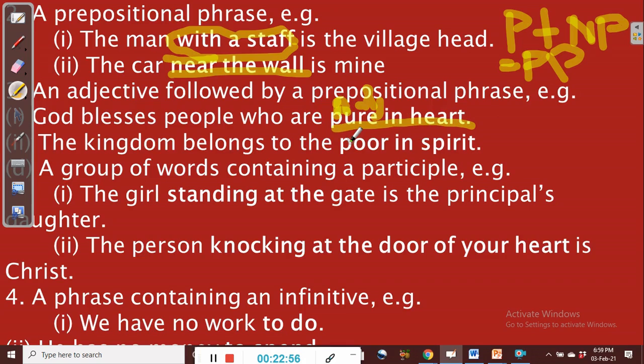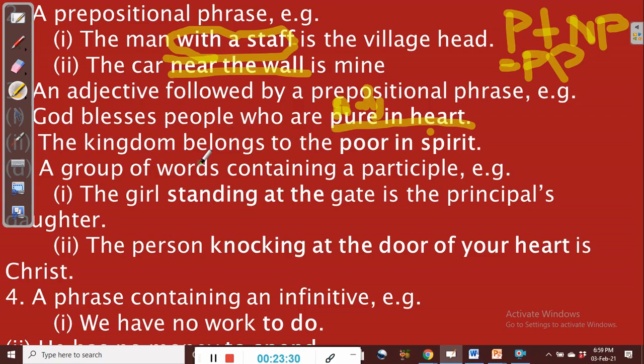Blessed are the pure in heart, for they shall see God, in the King James Version. So "pure in heart" is an adjectival phrase here. That's another structure that can function as an adjectival phrase. God blesses people, and when you ask which kind of people God blesses, the pure in heart, people who are pure in heart, all right?